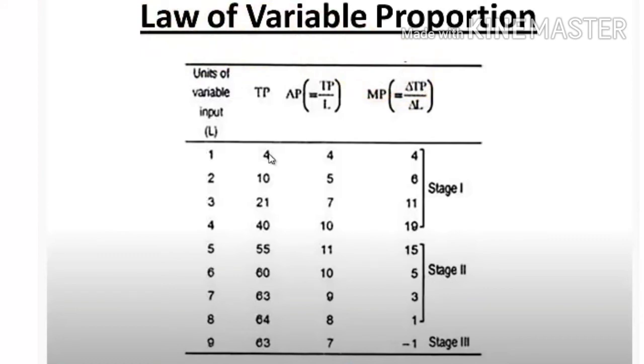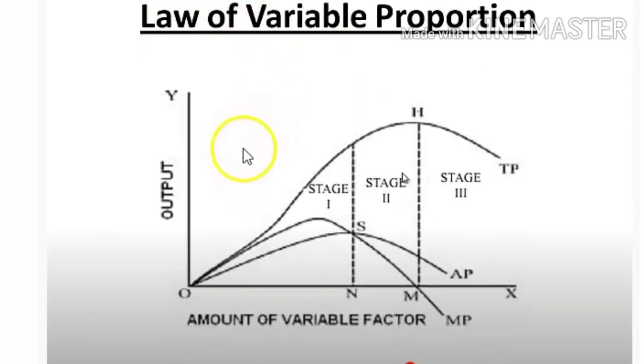So hope you understood. This can be plotted in a diagram. Here you take the amount of variable factor on the x-axis and output on the y-axis. Three curves have to be drawn. You can see TP is increasing, then total product starts diminishing after the second stage. After the second level, when MP becomes negative, below the 0 level, TP starts falling.